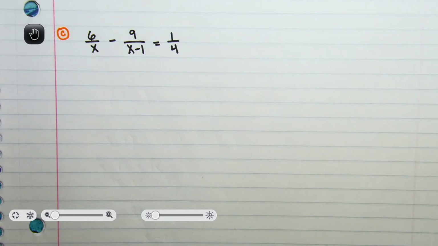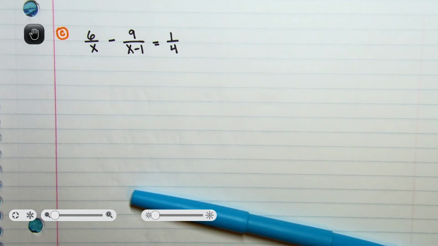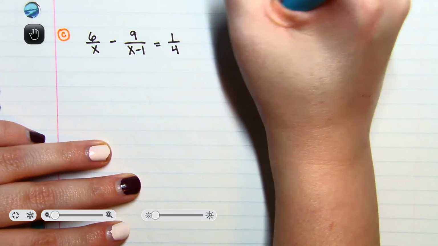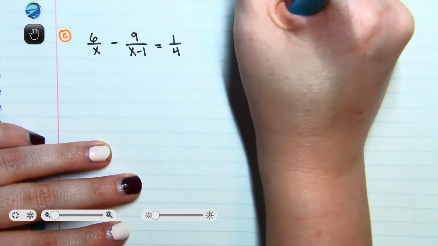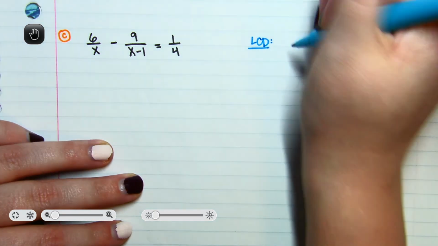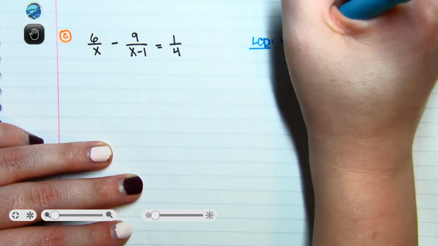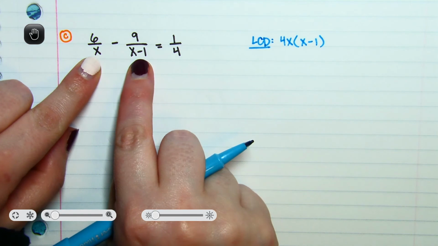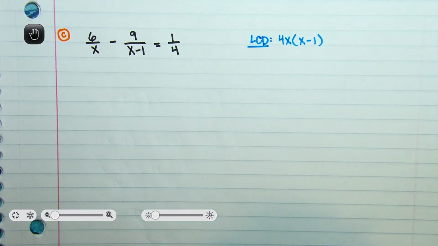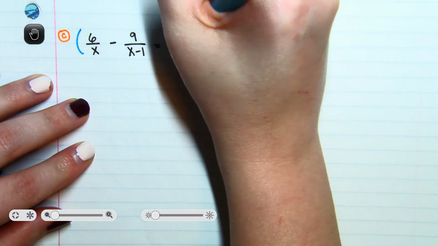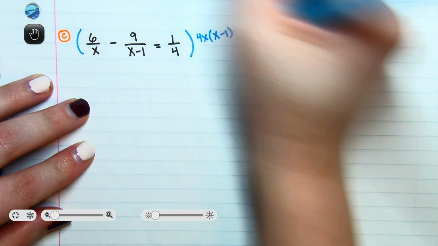So let's get another example. This one is a little bit more challenging because all 3 things are a fraction now. So you need to account for all 3 of those when you are finding your LCD. So what do you think the LCD will be for this problem? If you said 4x times x minus 1, you are correct. That accounts for the x minus 1 and the 4, and takes care of all 3. So I'm going to multiply this entire thing by 4x times x minus 1.